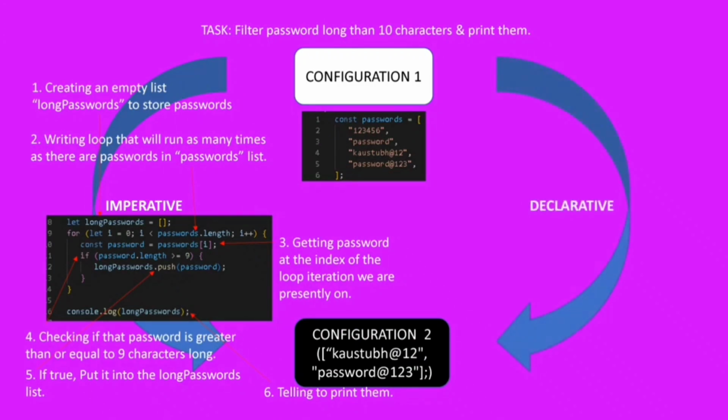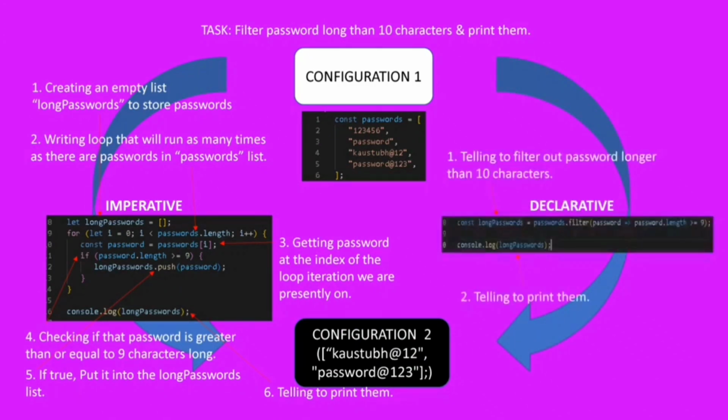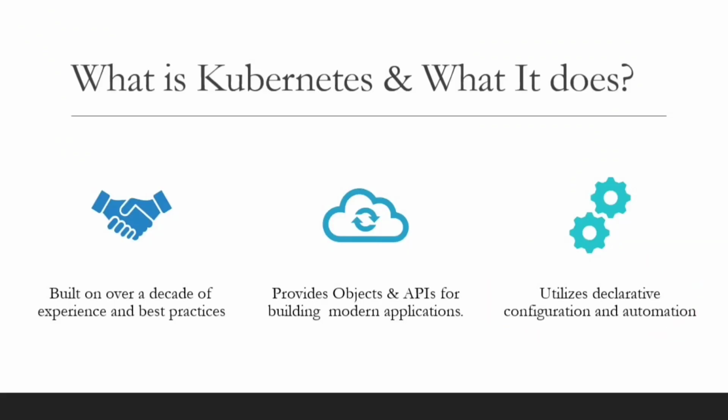While in declarative, we just need to define that we want to achieve configuration 2, and that's all. The system will take care of the rest. So I hope you get a clear understanding of declarative and imperative and the differences between them. Now we know that Kubernetes utilizes declarative configuration.